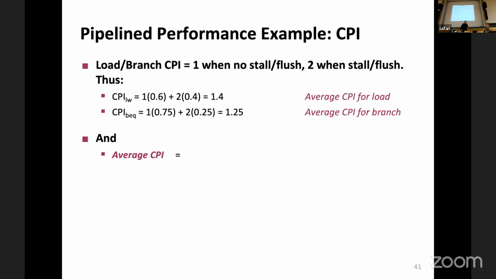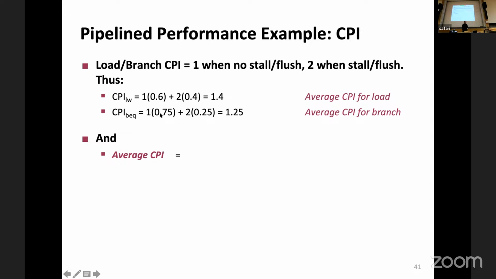In order to calculate the average CPI, we need to calculate the CPI for each instruction. So for load and branch, we know that CPI is 1 when we have no stall, or flush for branch, and it is 2 when we have a stall or flush, right? So for load word, in 40% of cases, you need to stall. So in 60%, or 0.6, you will have 1 clock cycle, and in 40%, you're going to have 2 cycles. So in the end, the CPI for load word will be 1.4.